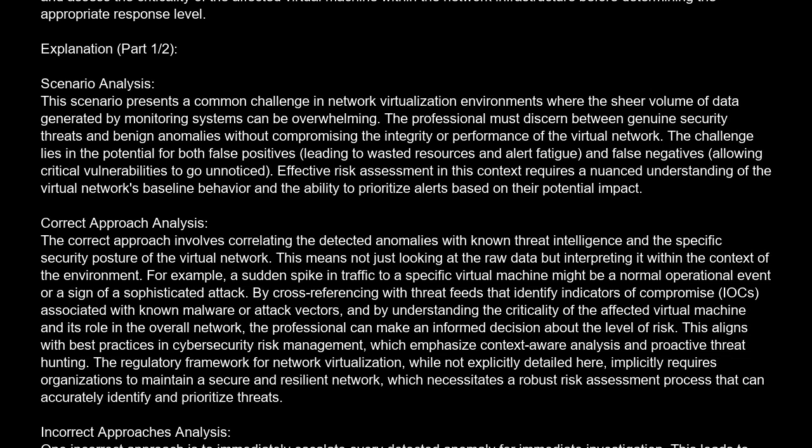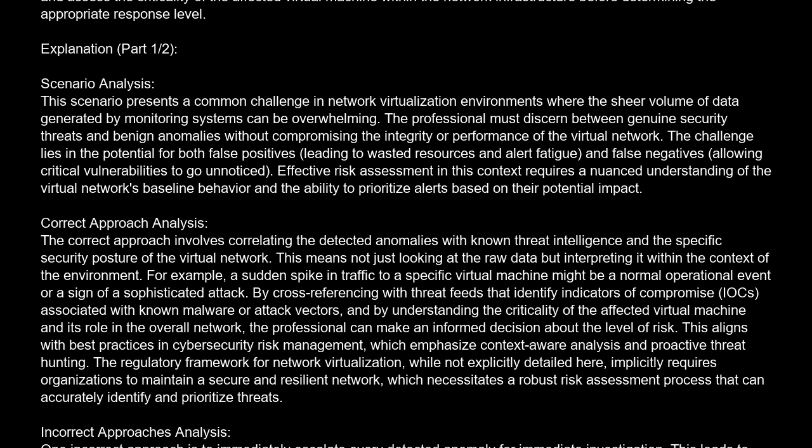The correct answer is D. Correlate the traffic pattern and IP address with known indicators of compromise from reputable threat intelligence feeds, and assess the criticality of the affected virtual machine within the network infrastructure before determining the appropriate response level.